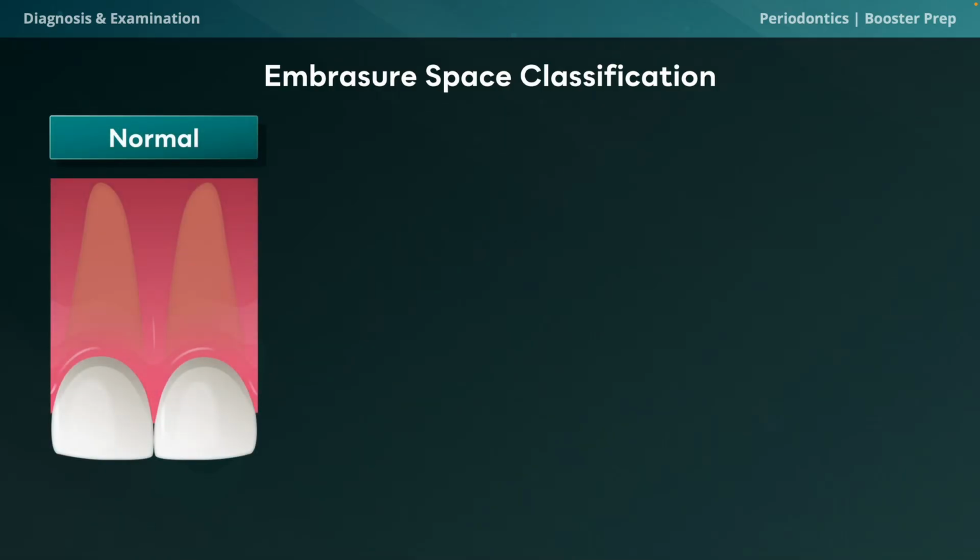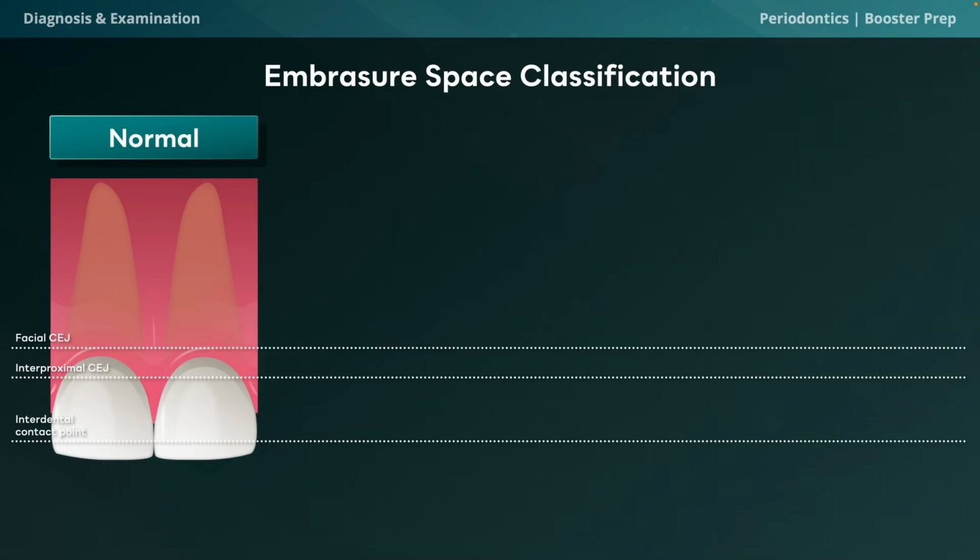The first is normal, and to describe what this is, we'll need some reference lines: the facial CEJ, the interproximal CEJ, and the contact point between the teeth. So in a normal situation, the papilla completely fills the interdental space, indicating healthy gingival architecture.